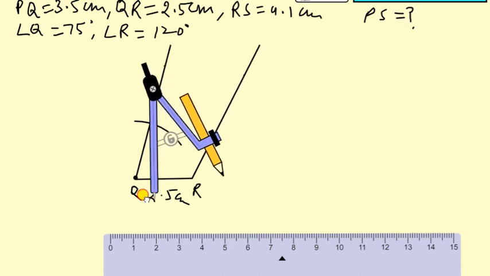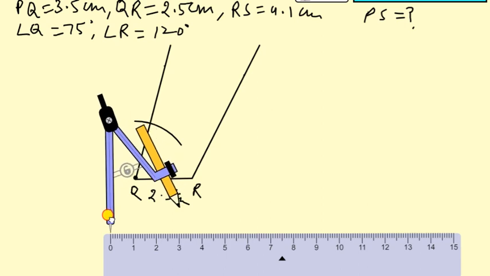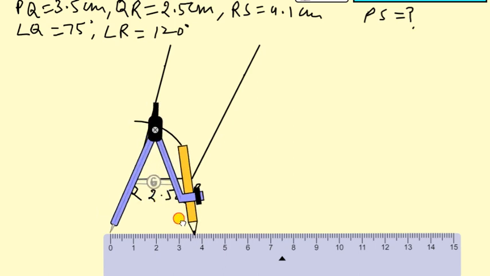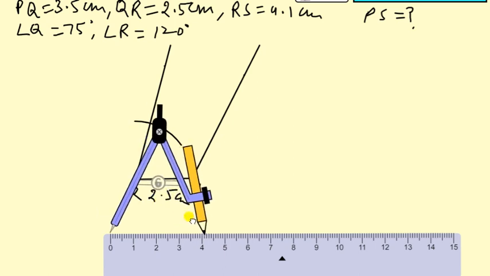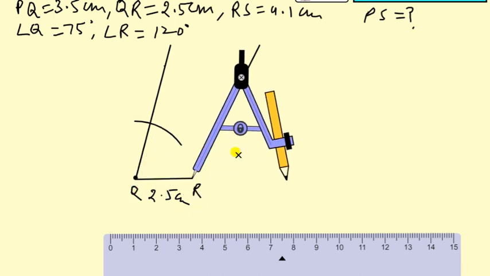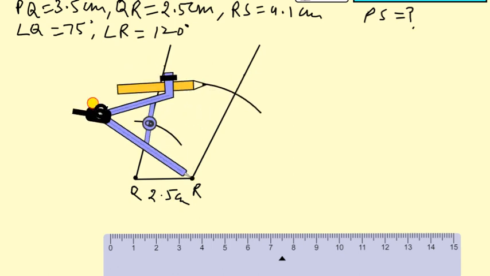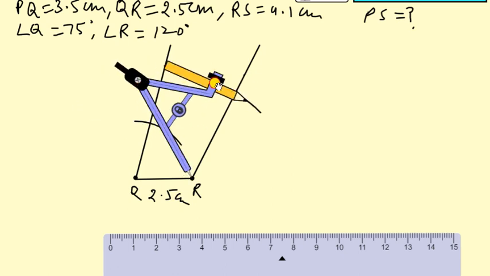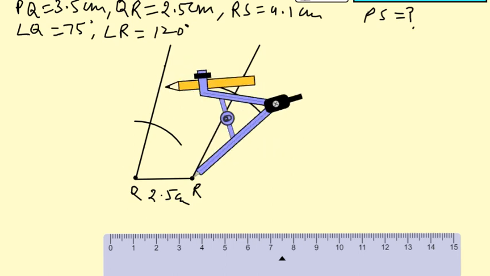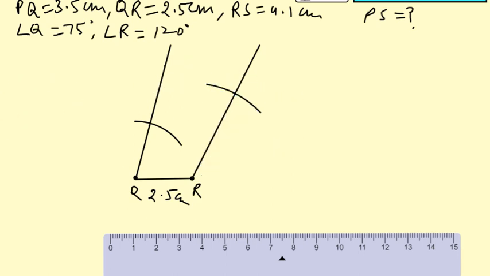Take a distance of 4.1 centimeters in your compass. First of all, you can correct this distance. It is 4.1 centimeters. So you can take 4.1 centimeters here, keep the compass at point R, and make an arc like this. Now remove this.